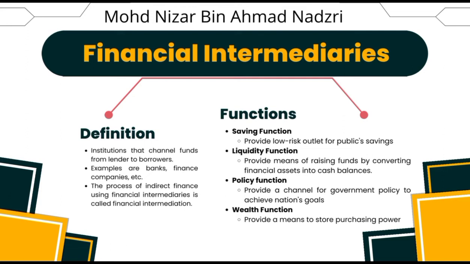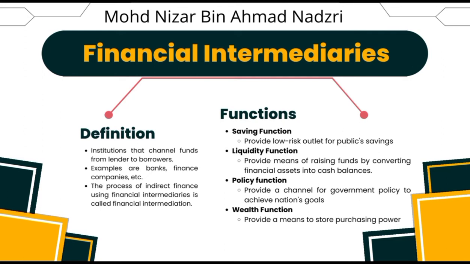The fourth function of financial intermediaries is the wealth function. One of the reasons the financial system exists is to provide people with an avenue to increase their wealth, to improve their well-being by increasing their wealth. So one of the ways is to provide a means for the public to store purchasing power to be used at a later future date to be spent on goods and services.